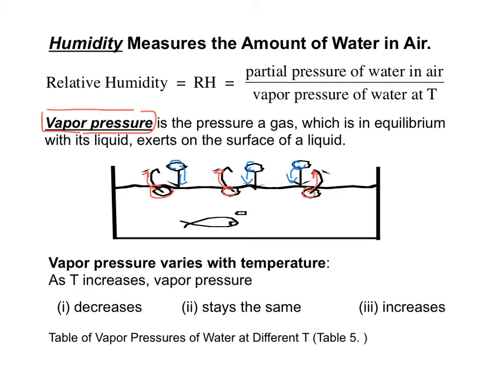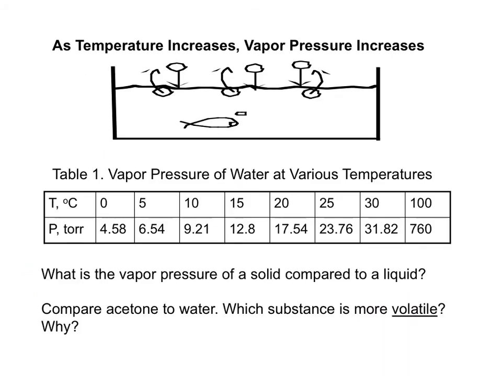Vapor pressure changes with temperature. Stop the video and answer this question. And the answer is, the higher the temperature, the more liquid molecules escape to the gas, which means more gas molecules exert pressure on the surface of the liquid. This table shows that as temperature increases, vapor pressure of water increases. Note that at 100 degrees, the vapor pressure equals the atmospheric pressure. So boiling point is the temperature at which the vapor pressure of a liquid equals the atmospheric pressure.